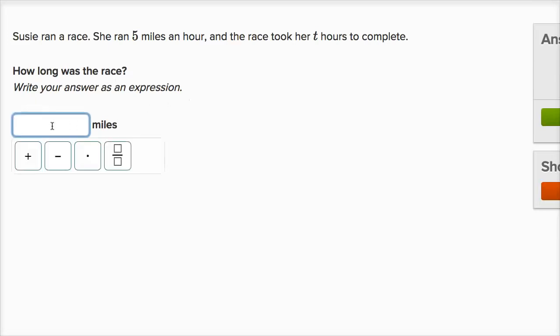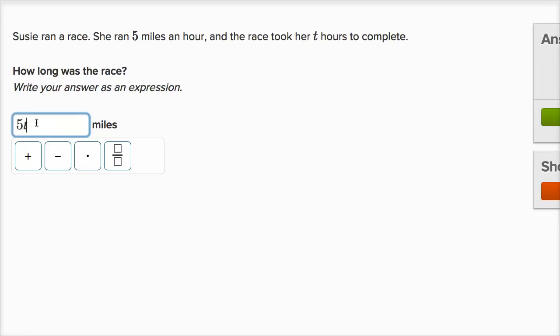All right, if we were trying to figure out the number of miles, you'd want to take her speed, which is in miles per hour, so 5 miles per hour, times the number of hours. So the number of hours is t. So you could literally just write that as 5t. 5t literally means 5 times t.